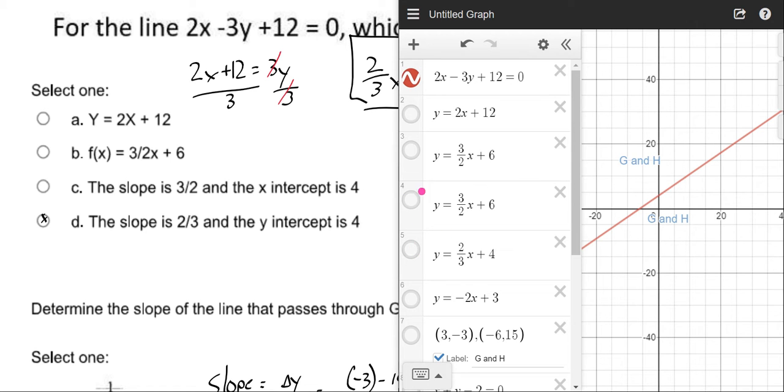Is that this? I forget what I plotted. I plotted a million things here. The x-intercept is 4. Well, if the x-intercept is 4, I didn't plot that one out. I plotted the other one twice. If the x-intercept was 4, the x-intercept would be over here and the y-intercept up there.